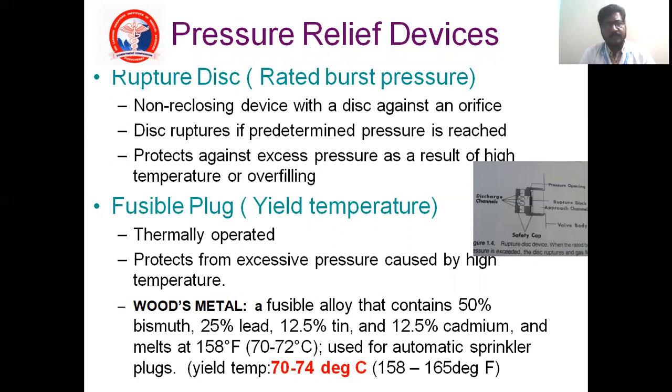Then coming to the fusible plug, it yields according to the temperature. It is thermally protected. It protects from excessive pressure caused by high temperature. It is made up of Wood's metal. What is Wood's metal? It is a fusible alloy that contains 50% bismuth, 25% lead, 12.5% tin, and 12.5% cadmium. It melts at 158 degrees Fahrenheit, and it is used for automatic sprinkler plugs. It yields at a temperature of 70 to 74 degrees centigrade.